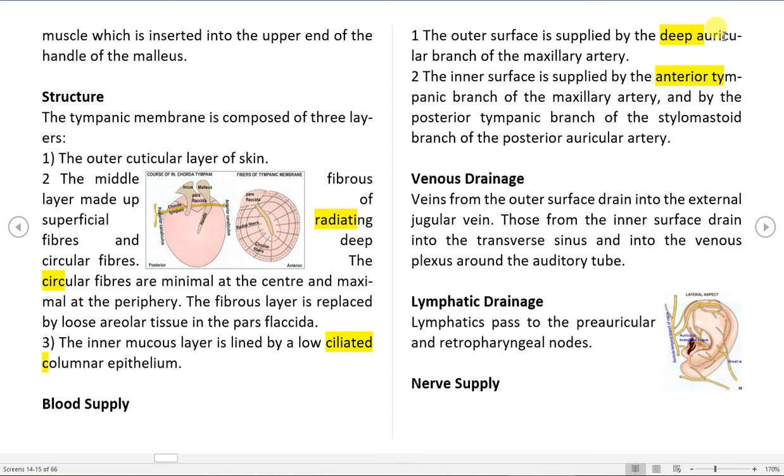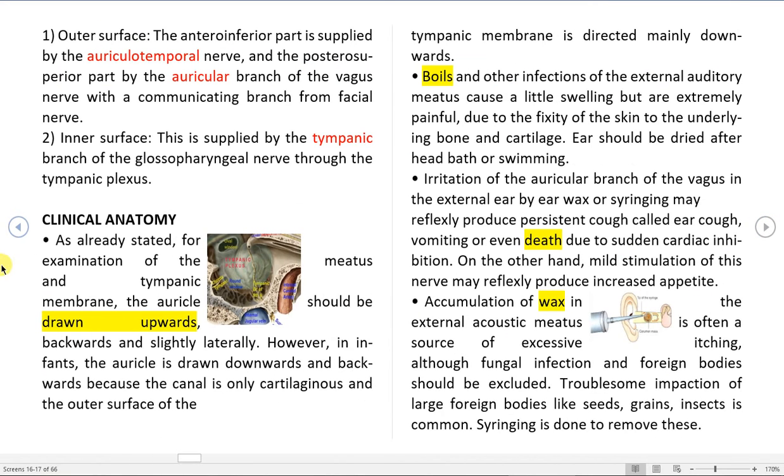Blood supply is the deep auricular branch of the maxillary artery and the anterior tympanic branch of the maxillary artery. One small vessel, the stylomastoid branch of the posterior auricular artery, is also supplying. Venous drainage is through the transverse sinus and venous plexus of the external jugular vein. Lymph goes to preauricular and retropharyngeal nodes.